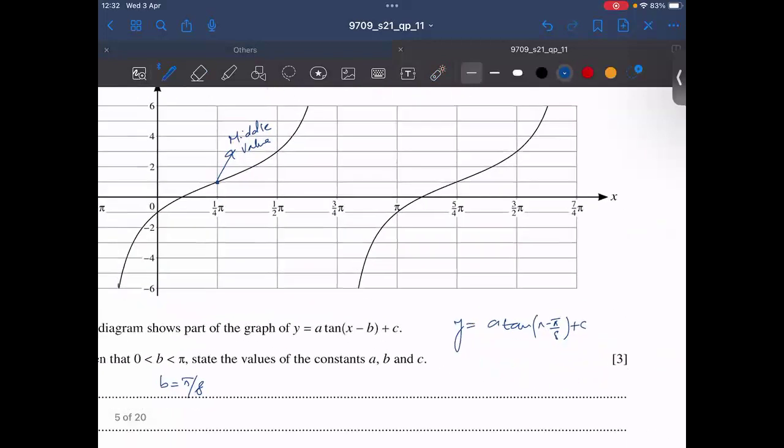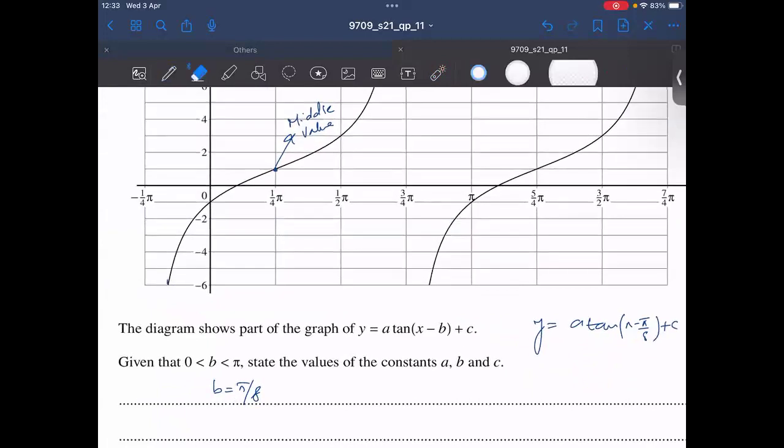And C is basically your middle value. C is always your middle value. So it's basically 1. All right.